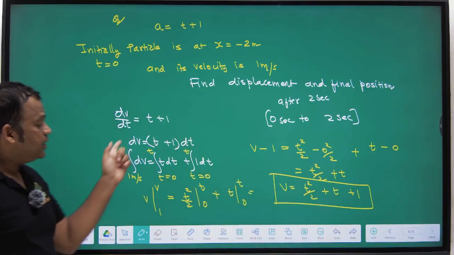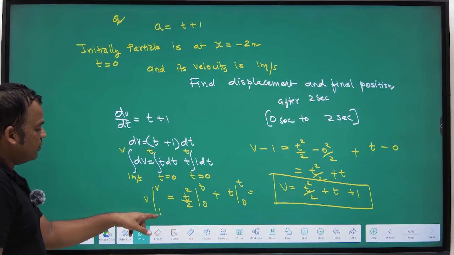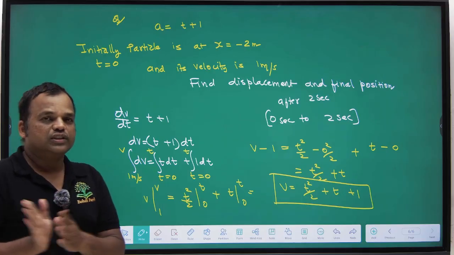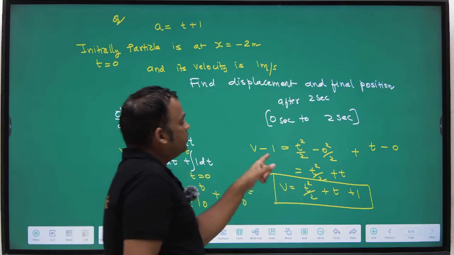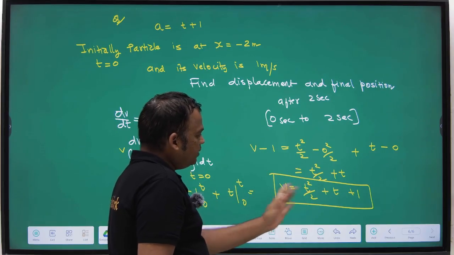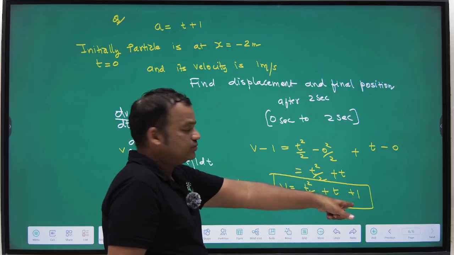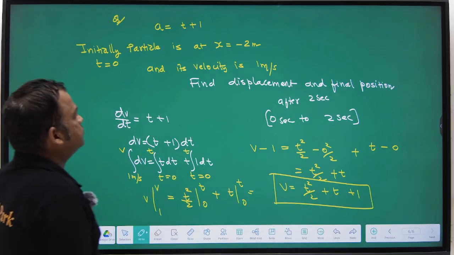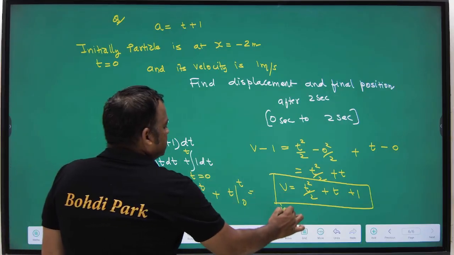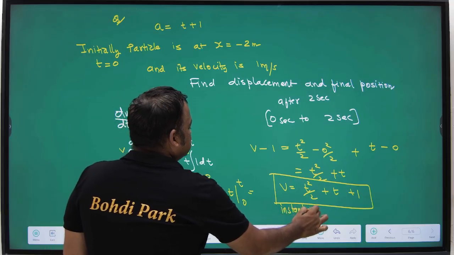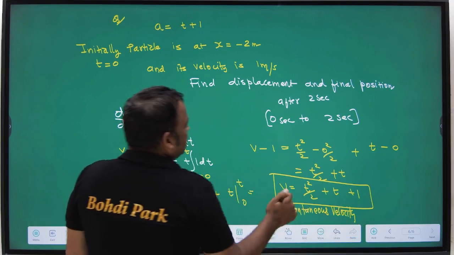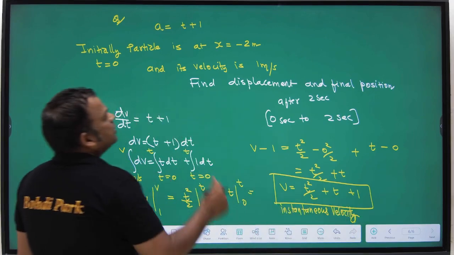But in this question, the initial velocity is 1 meter per second. At time 0, velocity is 1 meter per second. So here you are seeing v minus 1. So when you find v, you will have plus 1 here. So this is instantaneous velocity. Now we will continue our solution.